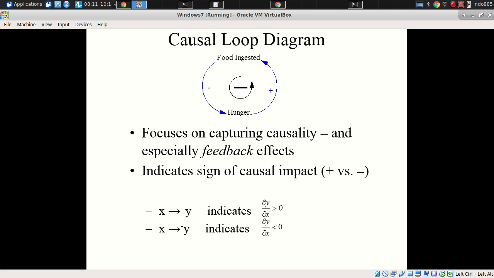And there's a little tempest in a teapot around that in the system dynamics literature. Do the arrows always go counterclockwise? No. We'll draw them counterclockwise or clockwise.